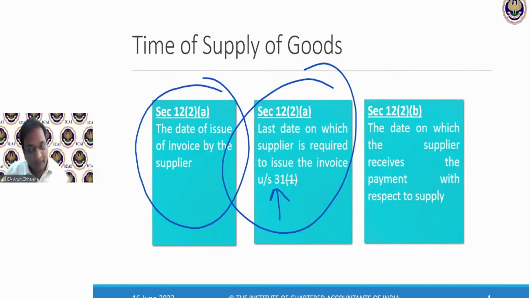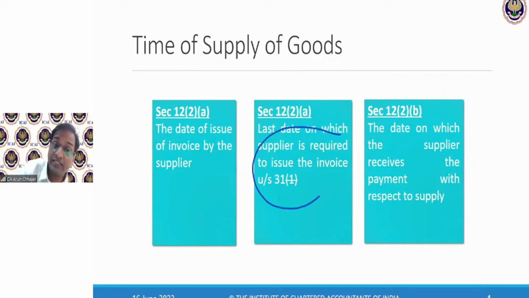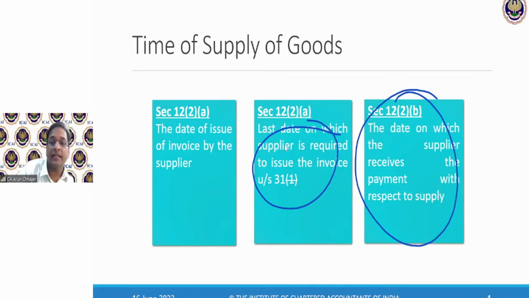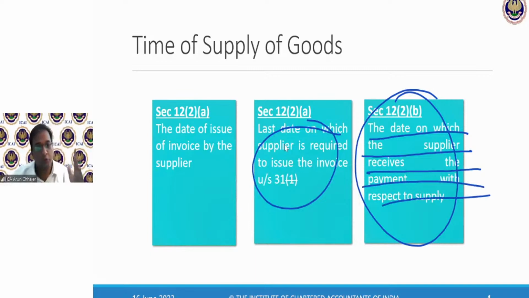So we have understood one thing: first is the date of invoice. Second is the last date on which the supplier is required to issue the invoice. Now we need to understand what the last date is. According to section 31, what is the last date to issue the invoice? Perfect. And clause B says the date on which the supplier received the payment in respect to the supply.